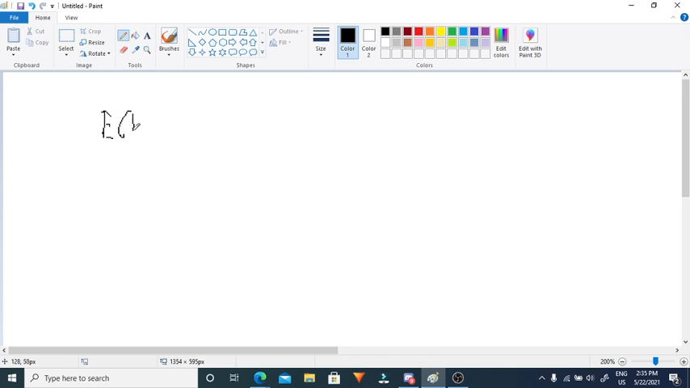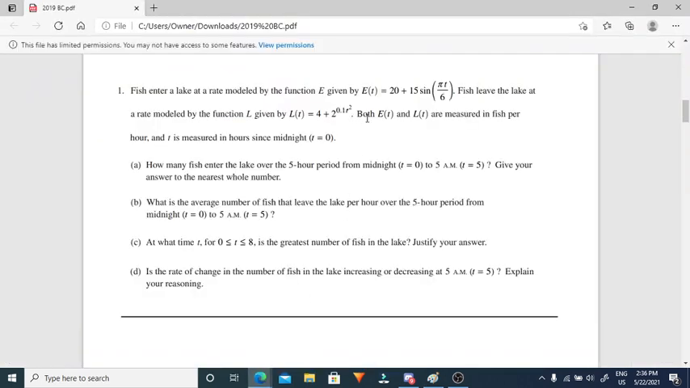What we're going to be doing is E of t minus L of t equals 0. And keep in mind the interval between 0 and 8. So it has to fall within that interval. So I will refrain from fully writing this out, as it will take a lot of unnecessary time. We have both equations here anyways. So it would just be 20 plus 15 sine of pi t over 6 minus, and remember to distribute the negative because it's going to be applying to both of these terms. So minus 4 minus 2 to the 0.1 t squared, and that equals 0.